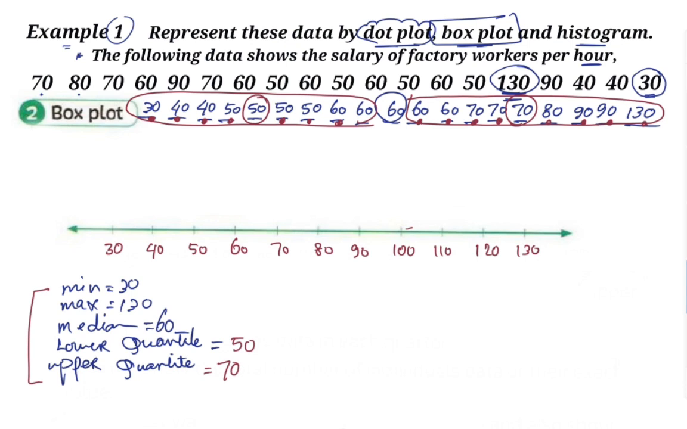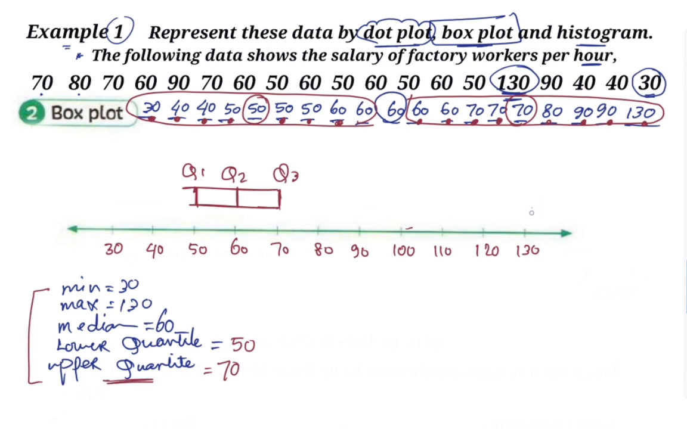But first, where is the median? The median is equal to 60. So here we have the median. And where is the lower quartile? 50. Here we have the lower quartile. Where is the upper quartile? 70. We have 70 here. Now, if I draw the first rectangle, the median is Q2, and I have Q1 the lower quartile. And finally we have Q3 as the upper quartile.